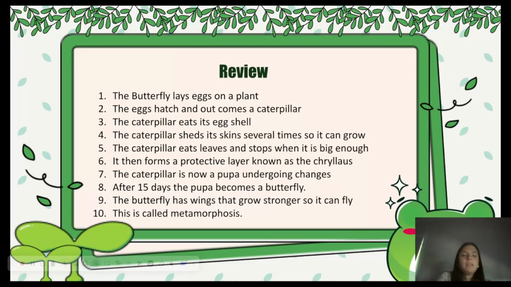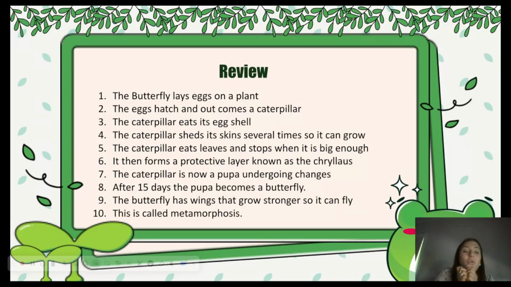So once the caterpillar's big enough, we see it form that protective layer known as the chrysalis, and that's when we see it hang upside down, just like it was in the video. Wasn't that silly? Well, that's what caterpillars actually do. They hang upside down and they stay there for about 15 days. And it's undergoing changes. And while it's undergoing changes, it's known as a pupa. So the caterpillar inside the chrysalis is known as a pupa.